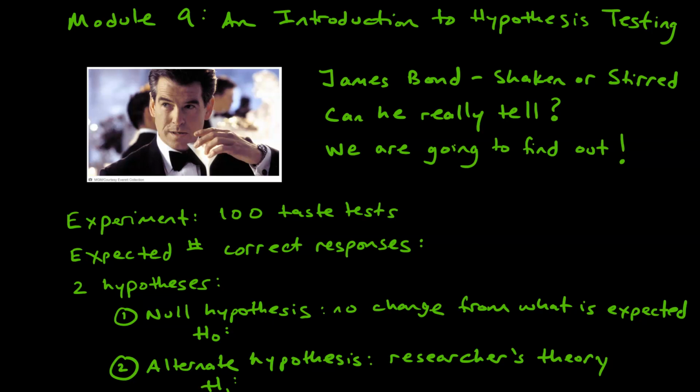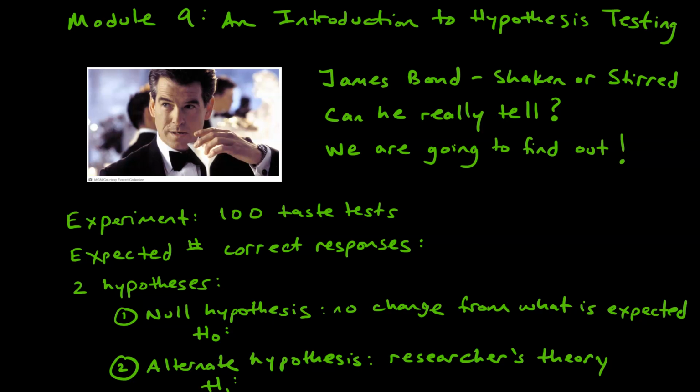So in this video, I'm going to walk you through the structure of a hypothesis test. You'll see things like the vocabulary and things like that. And we're going to do it just by using one example, and it's kind of a fun example that I found at onlinestatbook.com. So it involves James Bond and the idea of, can he really tell the difference between a martini that is shaken or stirred?